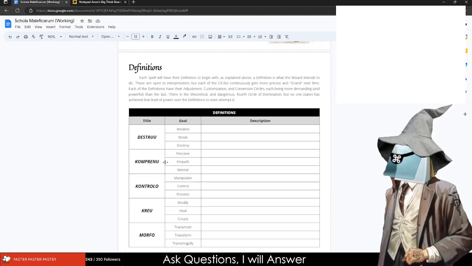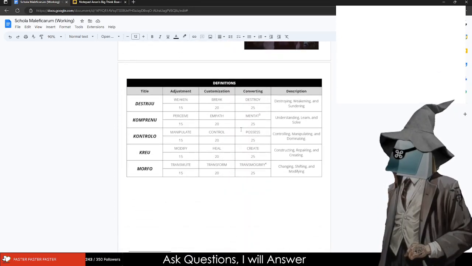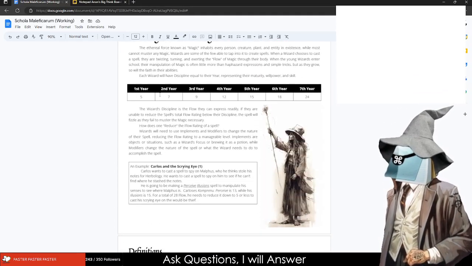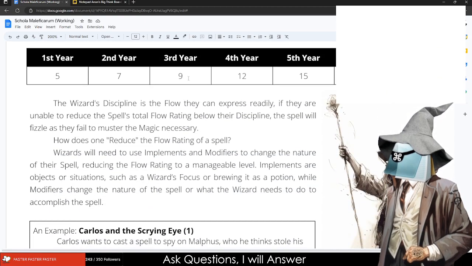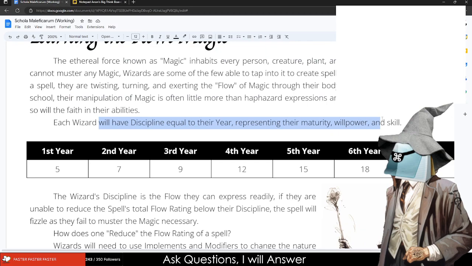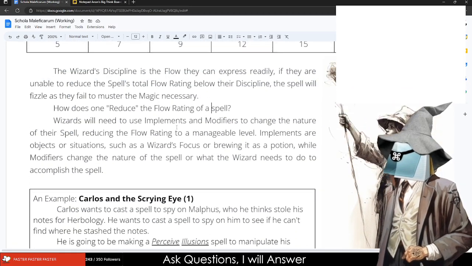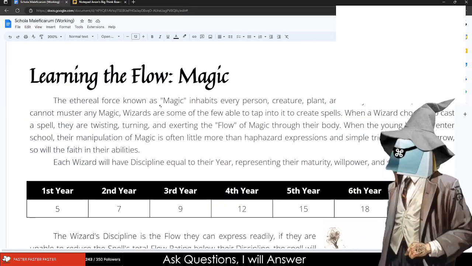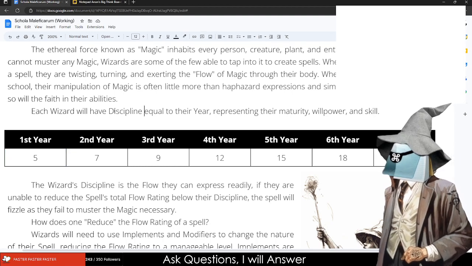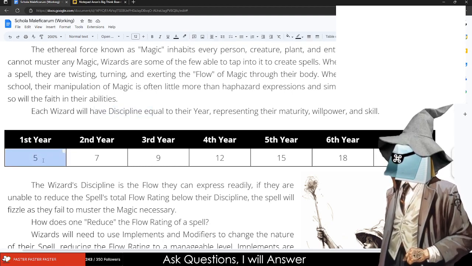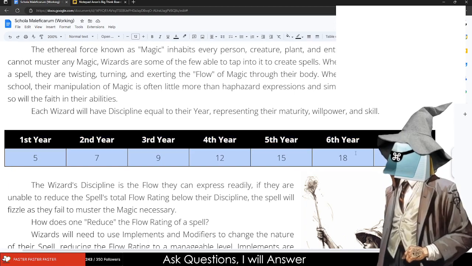So, Schola Maleficarum, let's see here. We got a lot of this done yesterday, and I wrote all of this. This is learning the flow. This is how everything's set up when it comes to discipline, and the idea of the flow rating. As you can see here, this is how you do it. You need to reduce your discipline below this rating, whatever this discipline rating is. It might seem a little inconsistent.